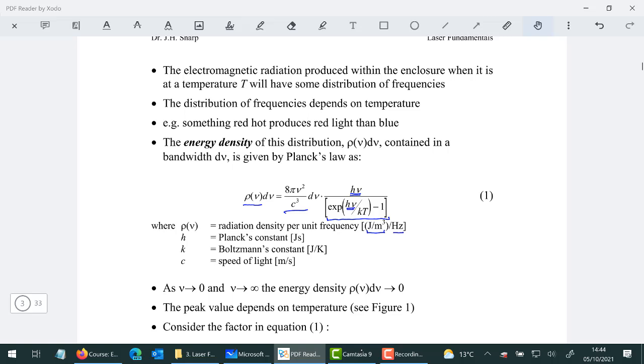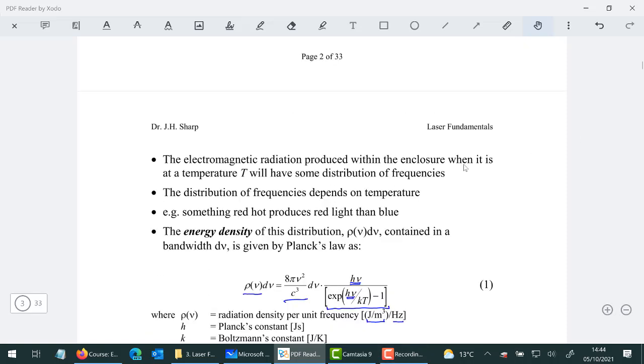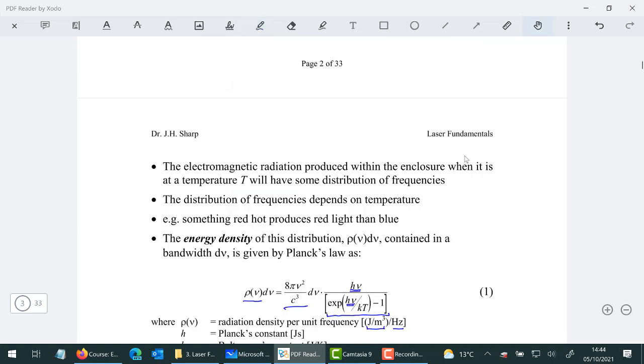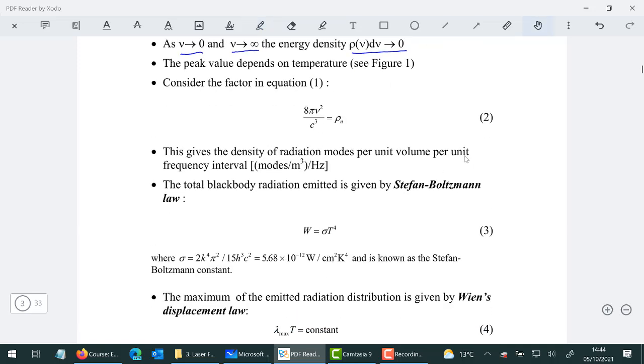Now, let's think about what that curve does. As the frequency goes to 0, and as the frequency tends towards infinity, both cases give you an energy density of 0, which is what we would expect. Okay, we would expect there to be not much light away over here at infinity, and we wouldn't expect much light to be over here at low frequencies either, at 0 frequency.